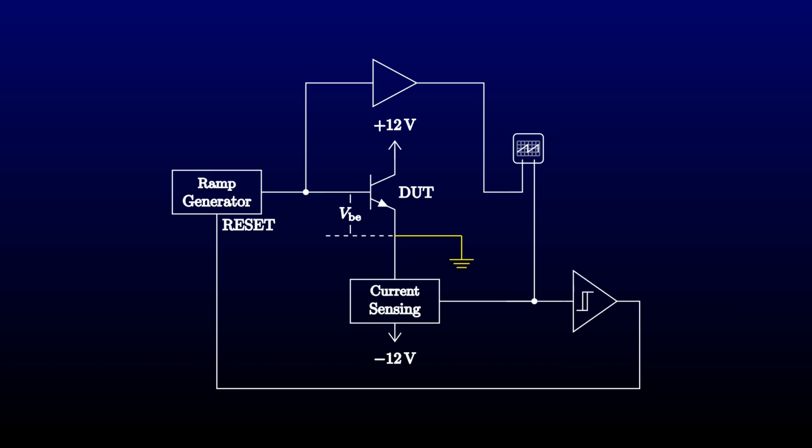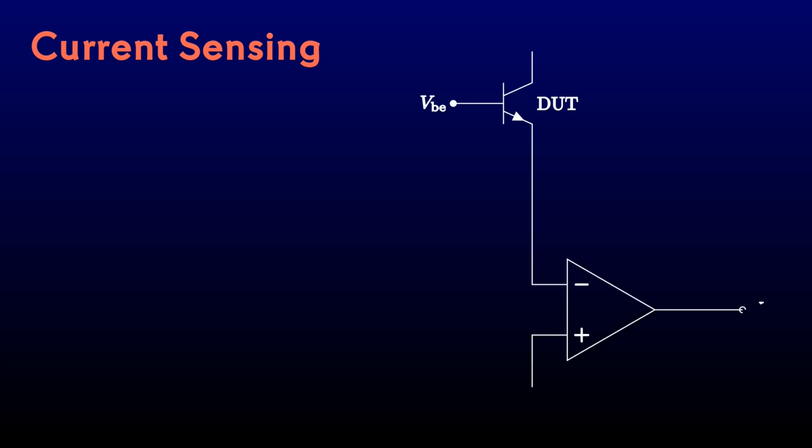Let's take a closer look at the current sensing circuit. We'll have our device under test and apply a voltage to the base or the anode. We'll hook up the emitter or cathode to the minus input of an op-amp, and we'll ground the plus input. Remember that an op-amp holds its inputs at equal voltages. That means that the minus input will also be at ground. We'll need a feedback path, of course. That can be a simple resistor. Next, remember that the inputs of an op-amp draw nearly zero current.